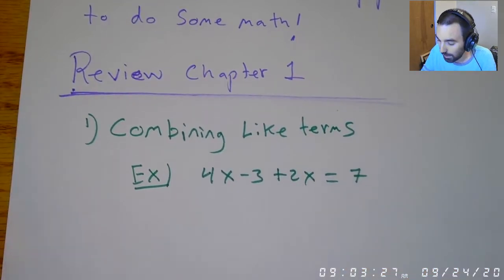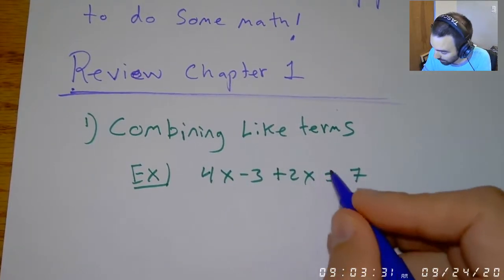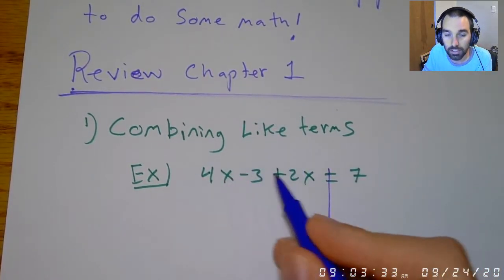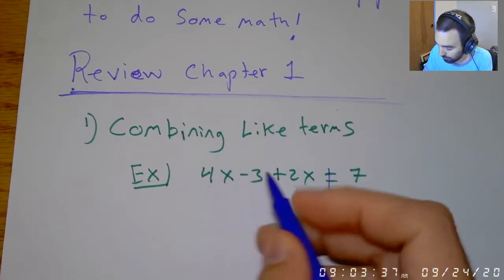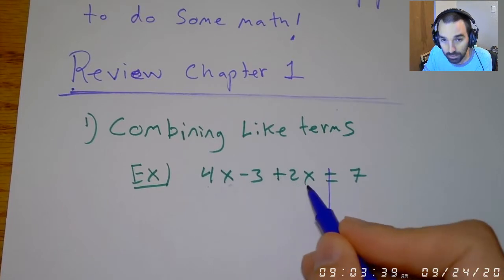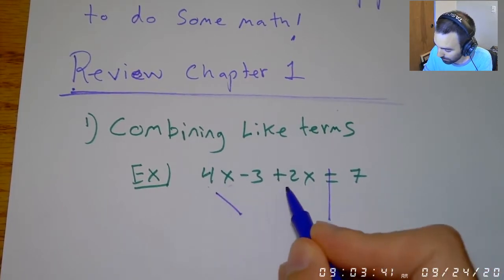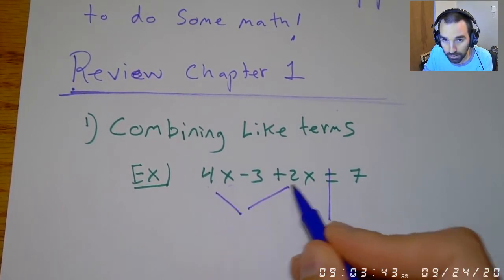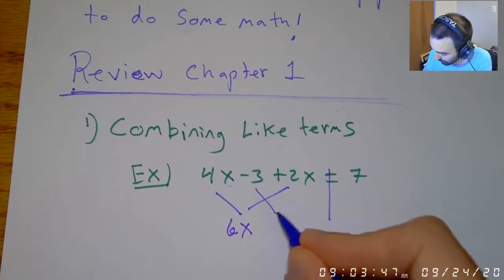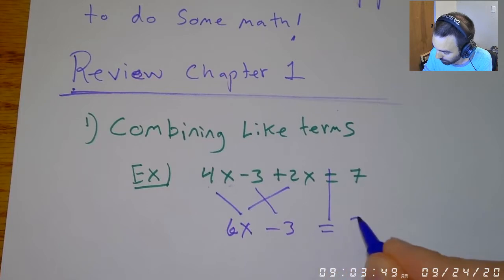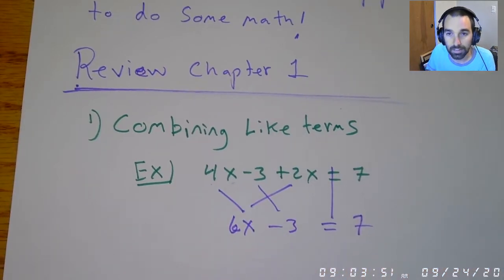We combine like terms when we're just looking at one side. So right here, we're just looking at the left side. You're looking for things that look alike. We have 4x and 2x. So when we combine like terms, if I have 4 here and 2 here, that's a total of 6x. And then this minus 3 is still here as well. So combining like terms, we're going to be looking at that.